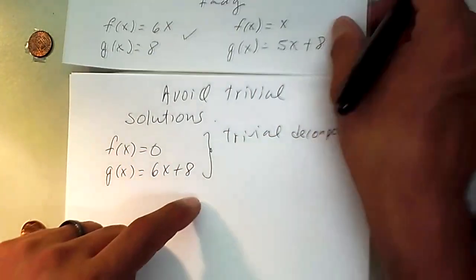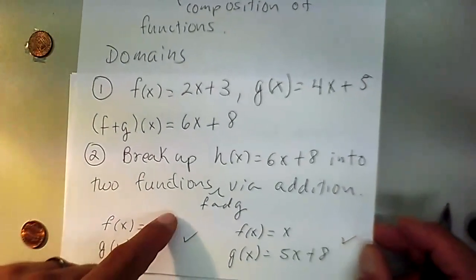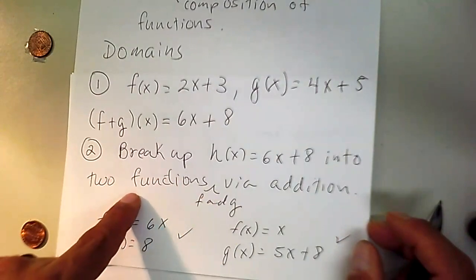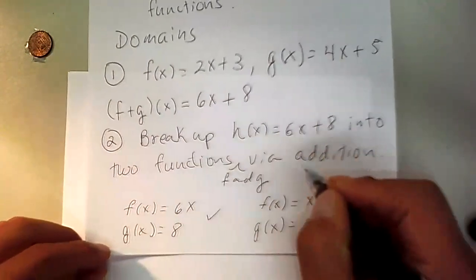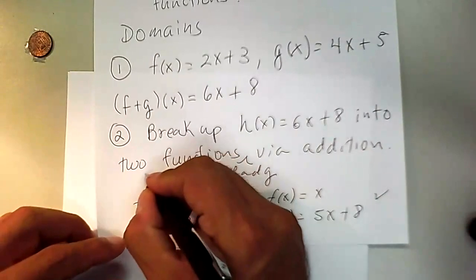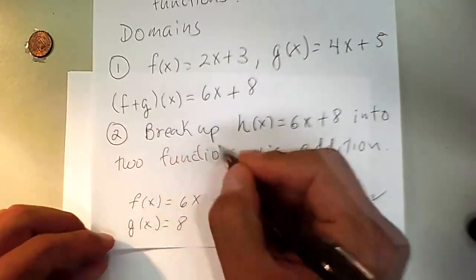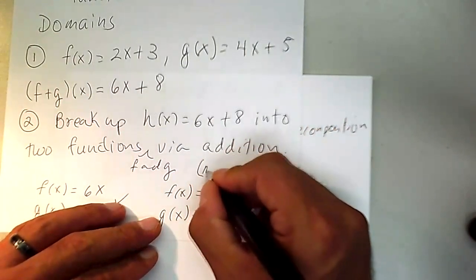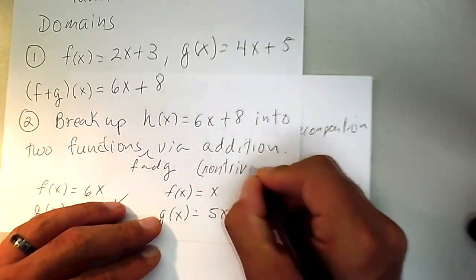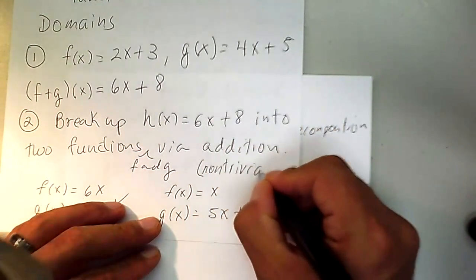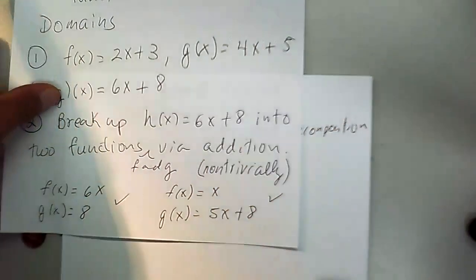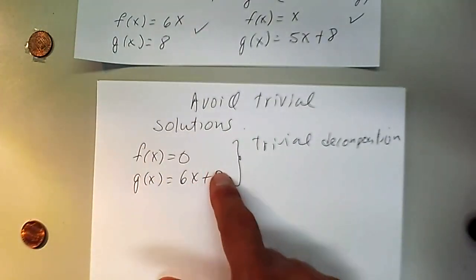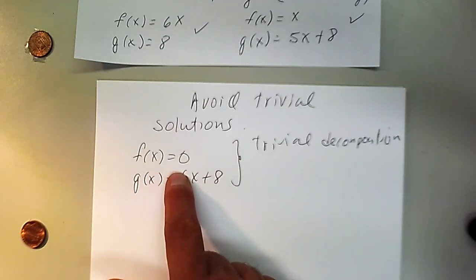In fact, oftentimes when I ask this kind of a question, I'm going to add, break up into two non-trivial functions. So the non-trivial will be there somehow, somewhere. Maybe I can add non-trivially. Yeah. So this will be excluded as a solution. We don't want to have a solution where we're not really doing much.